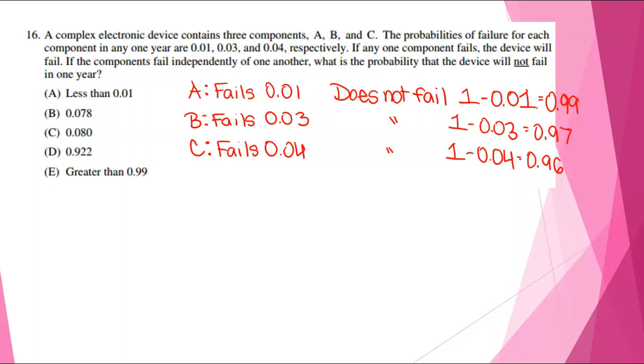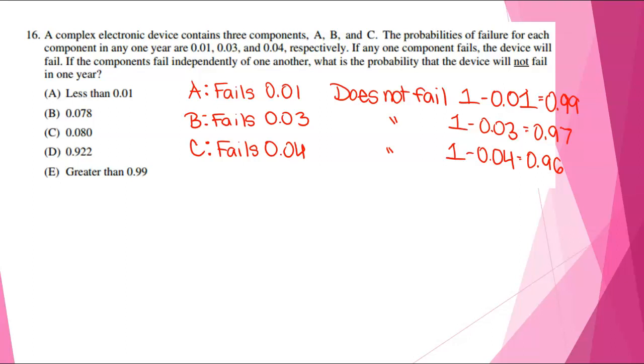So I went ahead and wrote out for components A, B, and C, we have the failure rate of 0.01, 0.03, and 0.04. And so I also went next to that and wrote, if the probability of failure is 1%, then the probability of it not failing is going to be 99%. And I did the same thing. I found the probability the component does not fail for B and C as well, which is 0.97 and 0.96.